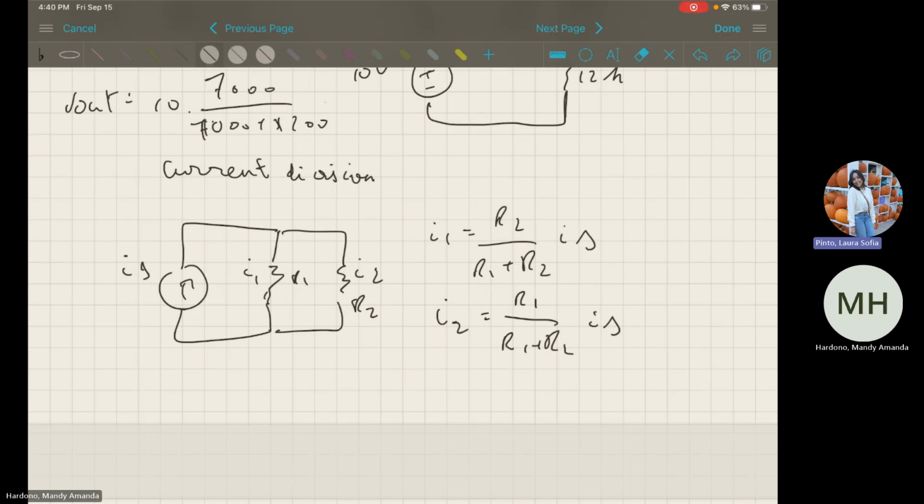So yeah, that's basically how you do current division. These are very important formulas that you should remember for your test. You can always just work back and solve your answer.